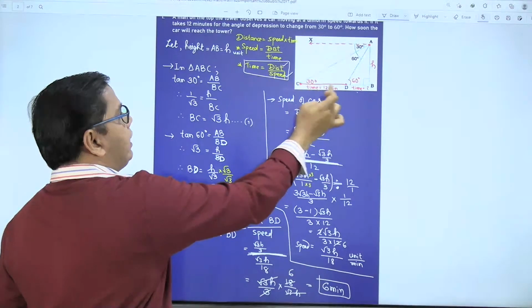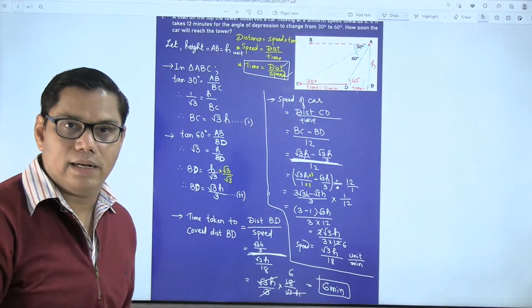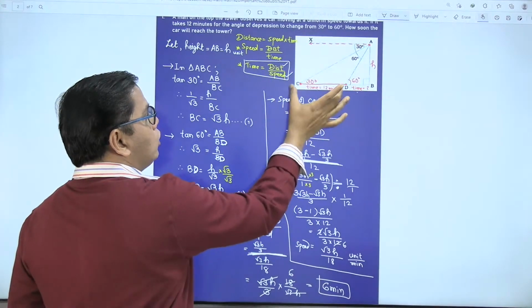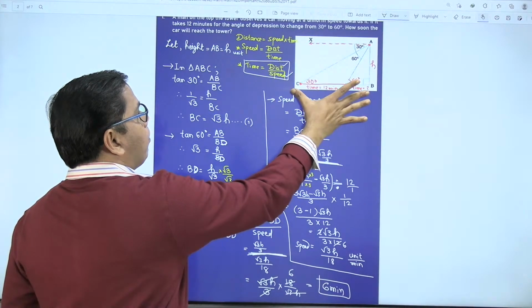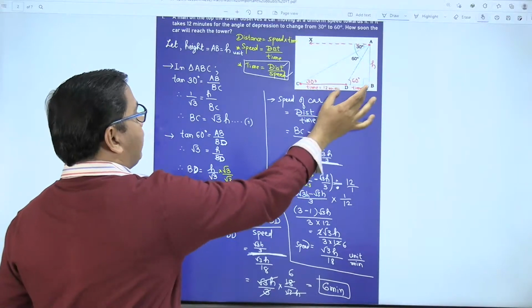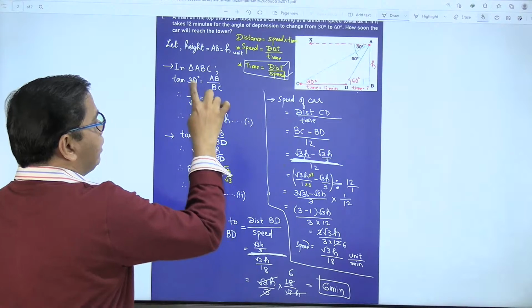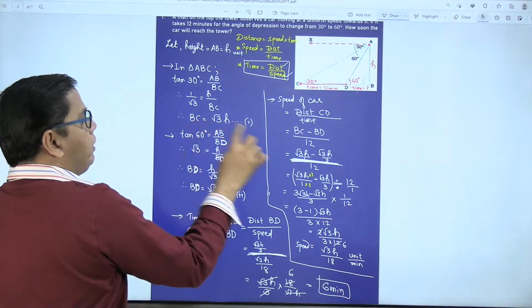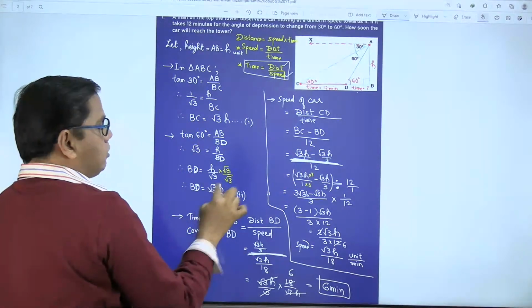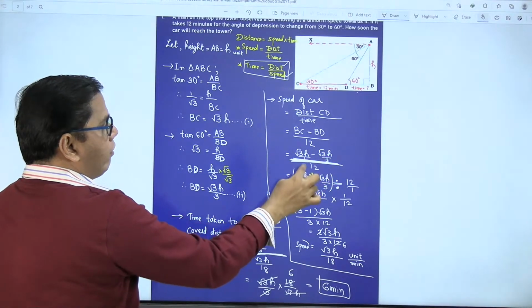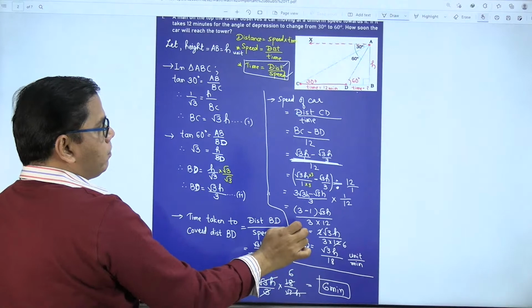So distance CD is not a part of any right angle triangle. It is not directly a side of any right angle triangle. So how do we find out CD? CD is BC minus BD. So already we have got BC as root 3h, minus BD, which is root 3h upon 3. So we have equalized the denominator.